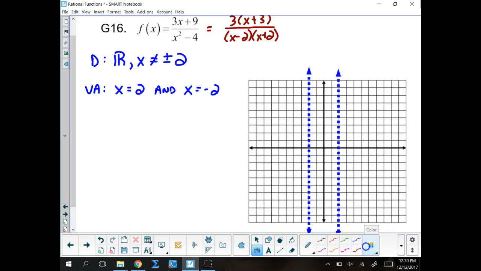Horizontal asymptote, because we didn't factor anything out. So HA is y equals 0. Do we all agree with y equals 0 as our horizontal asymptote? Okay. I would agree with that.